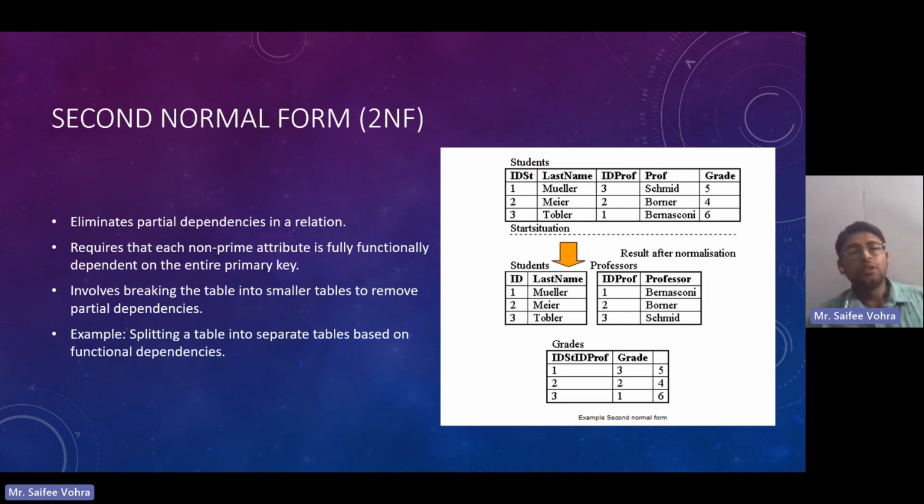In second normal form, the condition is that there should be no partial dependency in a relation. It means that a non-prime key attribute is fully functionally dependent on the entire prime key. Consider this table of students. Here, the professor column is dependent on ID professor, which is a part of the primary key of ID student and ID professor. It is a violation of the second normal form. Thus, we need to create a separate table for each non-key attribute, and thus this is the second normal form.